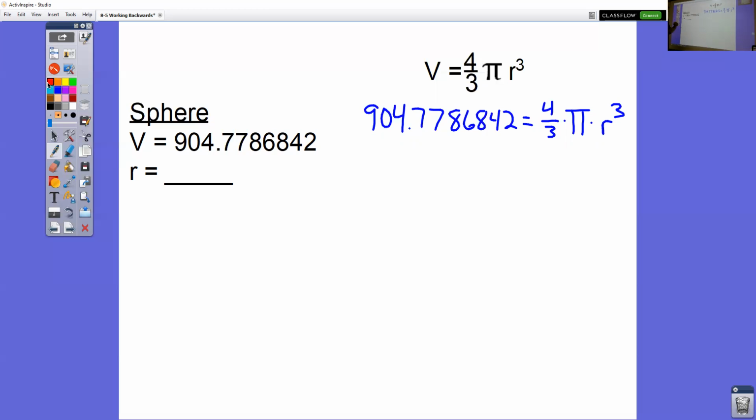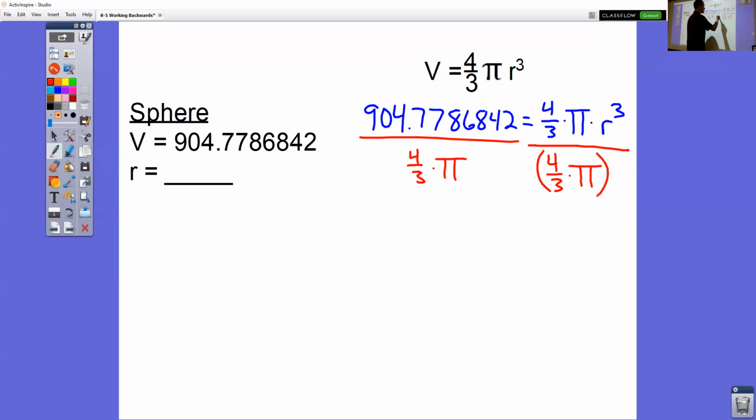The second step is to divide by everything except for the letter that we're solving for. So divide by 4/3 times pi. Whatever you do to one side of the equal sign, you have to do to the other side. We have to make sure that we put these inside parentheses. If you don't, you'll get the wrong answer.